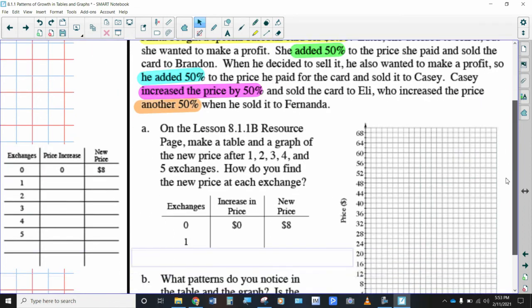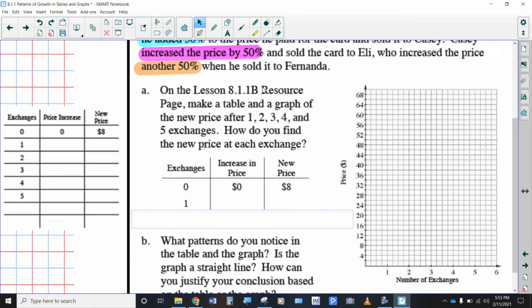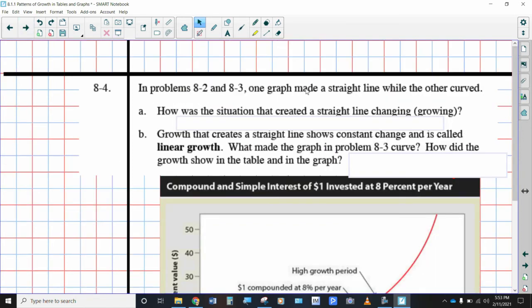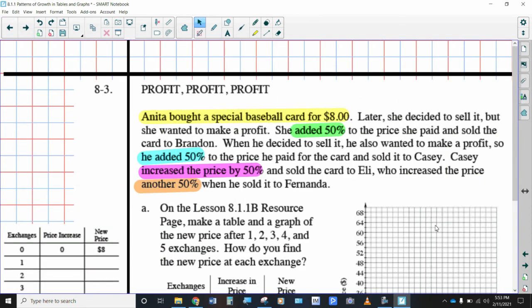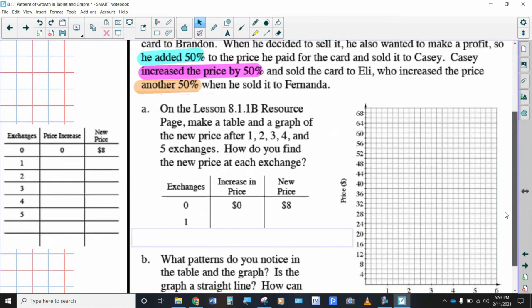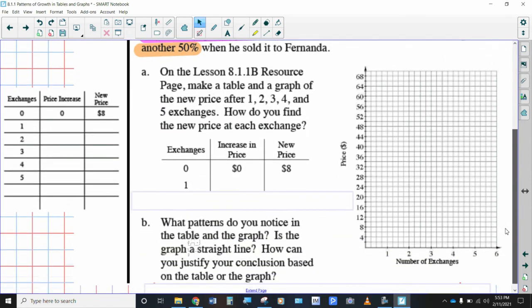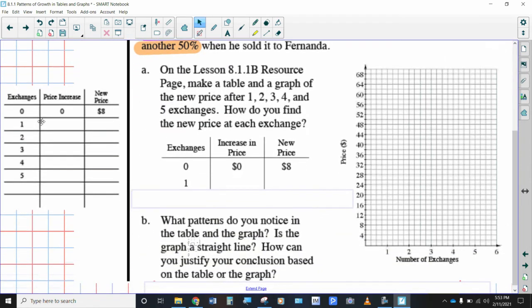Now this has a different resource page, so feel free to print off this one as well. Now hold on for a second. I guess I'm going to graph it on this one right here. That one doesn't look too bad. So what we need to figure out now is, how much is the price increase going to be every single time?